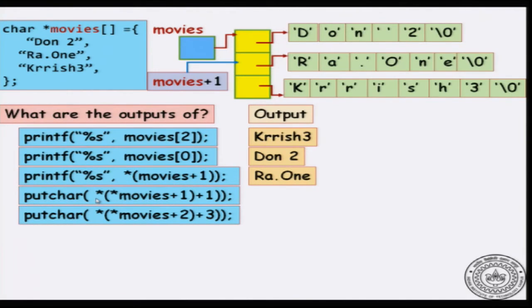Now, what happens if you have putchar(*(*(movies + 1) + 1))? Again, if you are more comfortable with the subscript notation, you can translate back into the subscript notation. This will become movies[1][1]. So, what it will print is this letter, which is small a. Similarly, for the last one, it will print whatever the letter is. Here is an error.